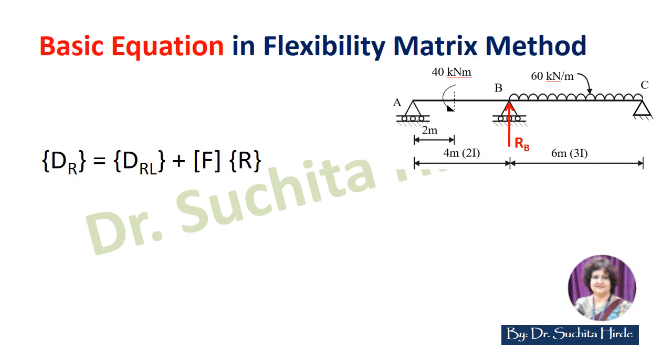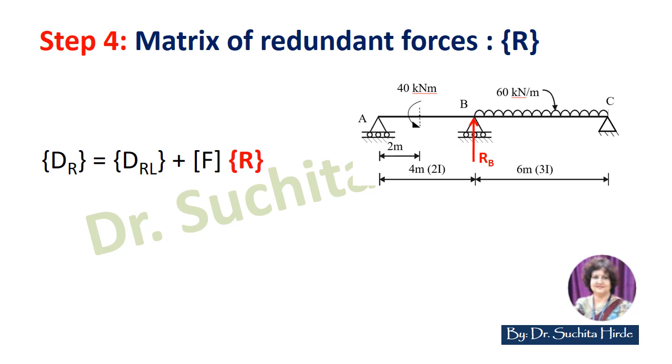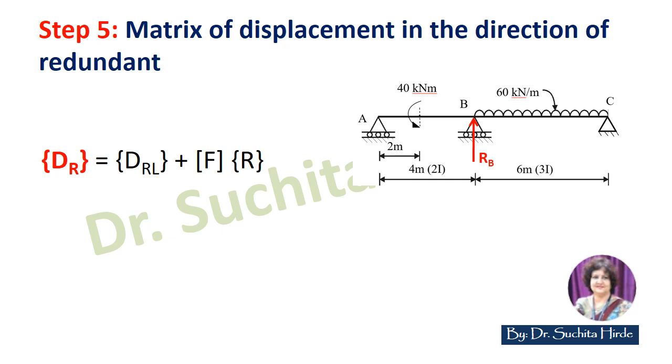So now let us develop all these matrices for this given continuous beam. First, we will develop matrix of redundant forces, that is R matrix. Since we have considered RB as redundant force, so R matrix is nothing but RB. Next, we will develop Dr matrix. Dr means displacement in the direction of redundant force. Since at the redundant force, displacement is 0 because there is a support, therefore here Dr will be 0. There will be value only if there is sinking of support for this matrix. Otherwise, this value will always be 0.